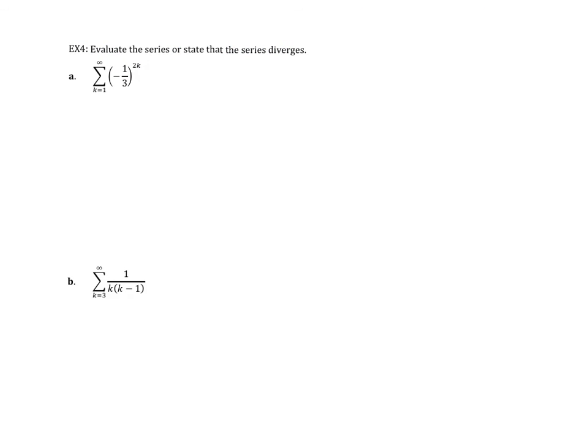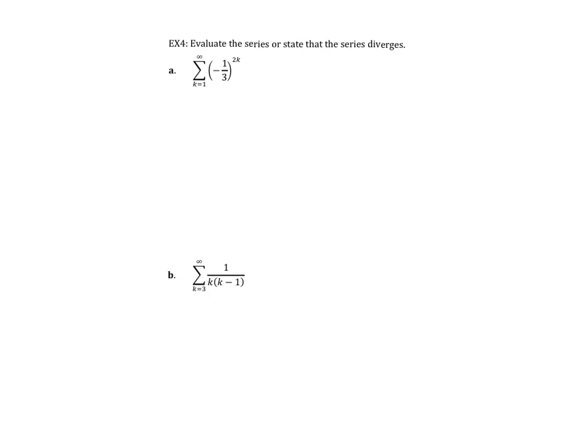So let's put this all together. Let's go ahead and evaluate the series or state that the series diverges. When I look at part A, I notice that it's probably a geometric series. But notice this is 2 times k for the exponent. So just using properties of exponents, this is negative 1/3 squared, which would make it 1/9 to the k. So it's easy to see that my r is 1/9.